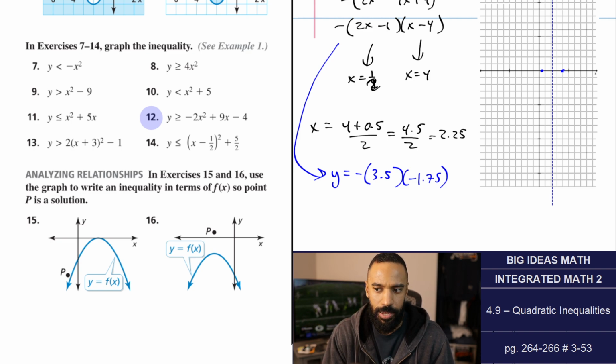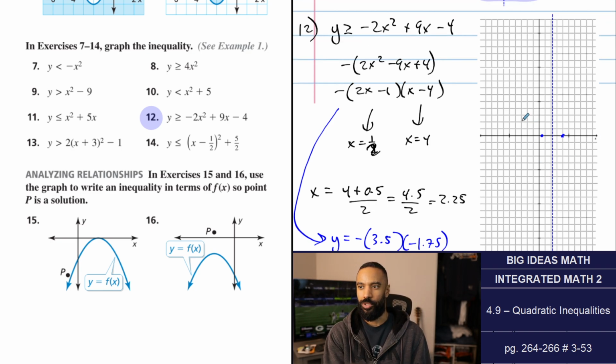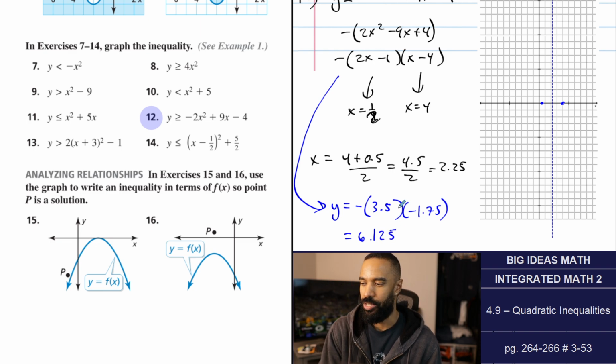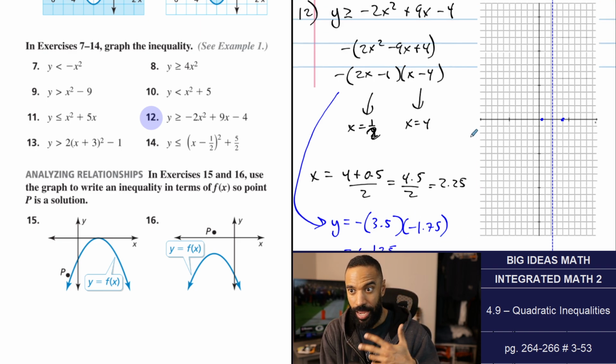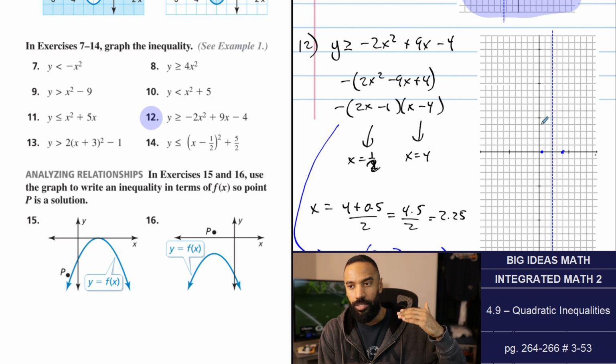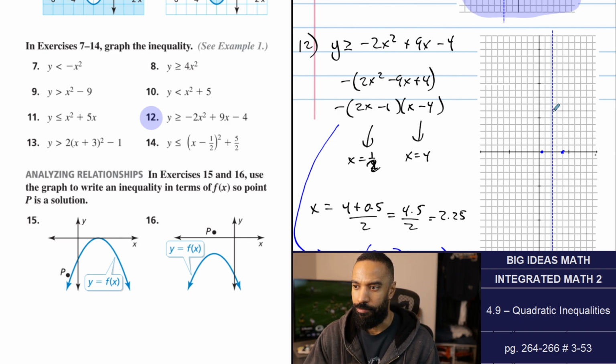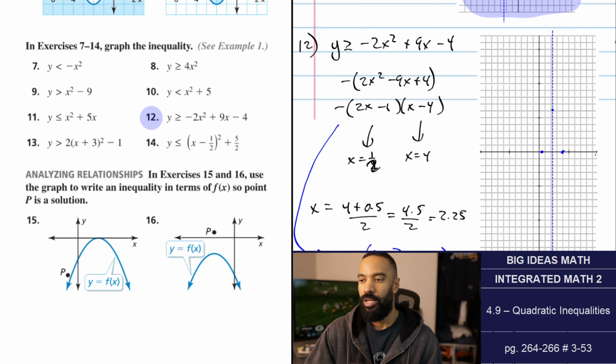3.5 times 1.75. I mean, you could have 6.125. You could have, again, used the negative b over 2a stuff. It's not going to change the x and y values that you get, and I got extra values by doing the factoring as well. So 6.125 is 6 1/8.